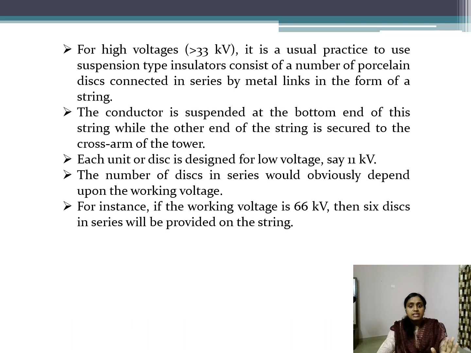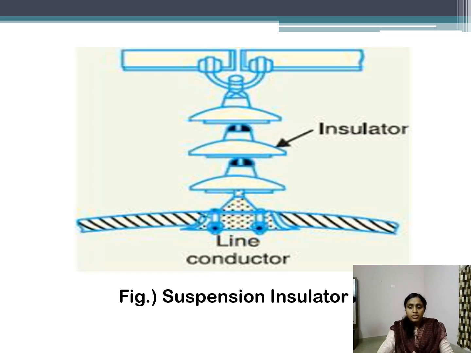Each unit or disc is designed for low voltage, that is for 11 kV. The number of discs in series would obviously depend upon the working voltage. For instance, if the working voltage is 66 kV, then 6 discs in series will be provided on the string. So this is the schematic diagram of suspension type insulator.